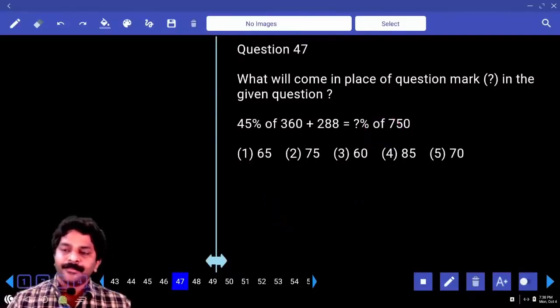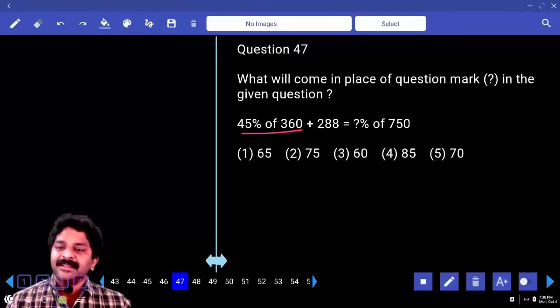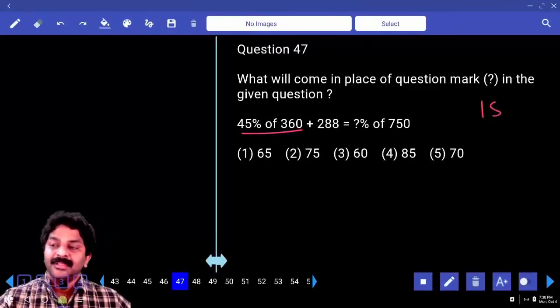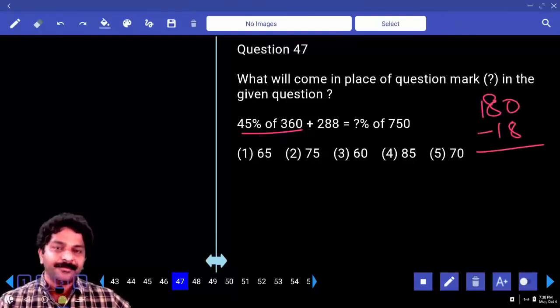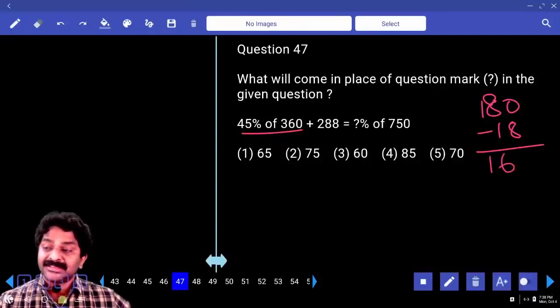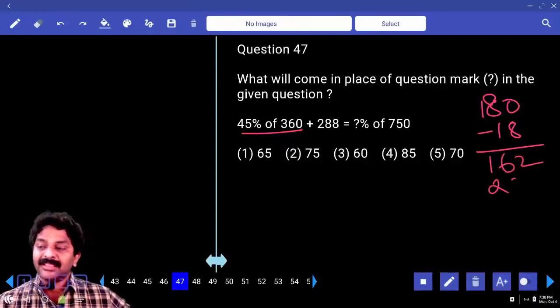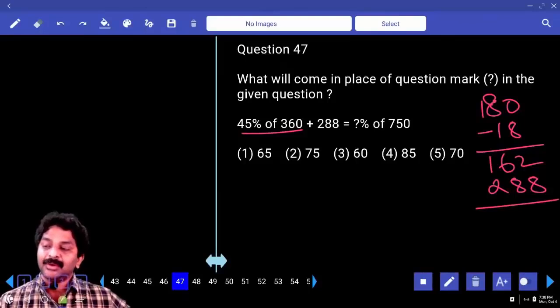Next. 45% of this number. 50% minus 5%. What is 50%? Then 5% is 18 only. You just need to remove 0. If you subtract it, that is 162 and the other number 288. Total that is equal to 450.